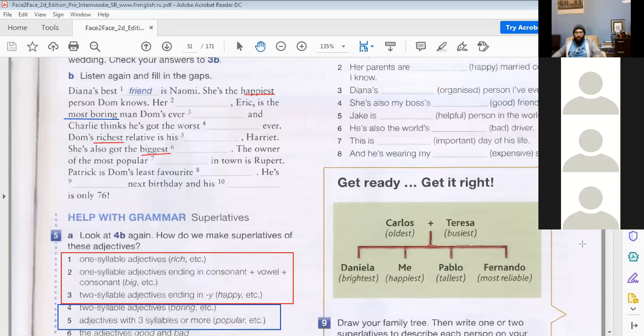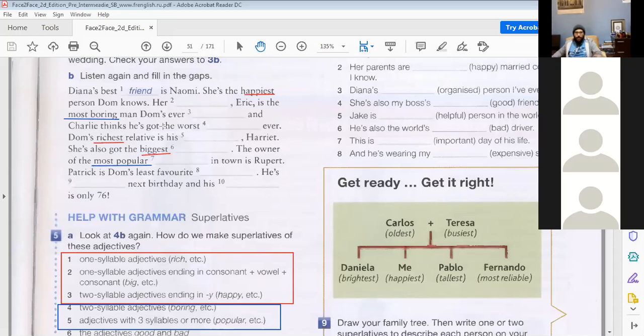Most popular. Correct. You can see it here, the most popular. But what about good and bad? What do we do for good and bad? What's the superlative? Best and worst. What did you say again for good and bad? Best and worst. That's correct.